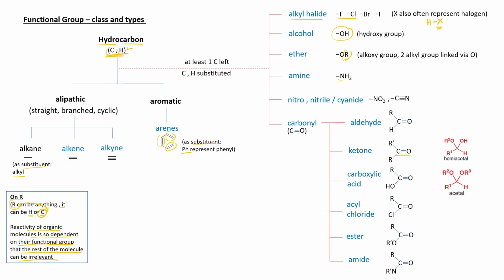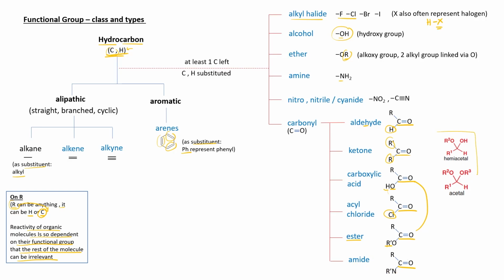Okay, and then we have amine, nitro, nitrile, cyanide. You have the nitrogen there, and the carbonyl have the same pattern. You have CO, the carbonyl. So aldehyde, you have the hydrogen, aldehyde H there, and the ketone you have both alkyl groups or whatever group. Carboxylic acid you have O and then H, and the acyl chloride you have chlorine, and the ester is the same as the carboxylic acid. The difference is that you have the R there instead of H, and then you have amide, you have nitrogen.